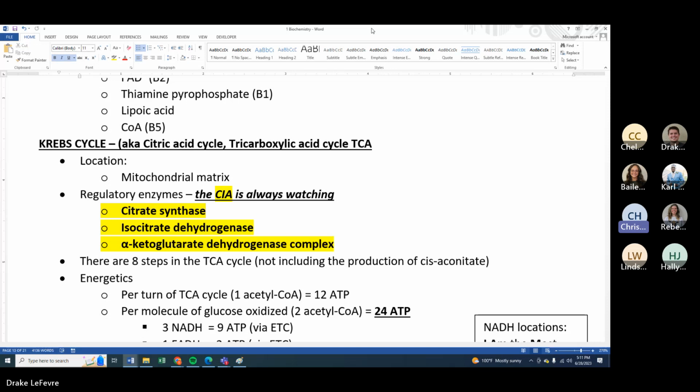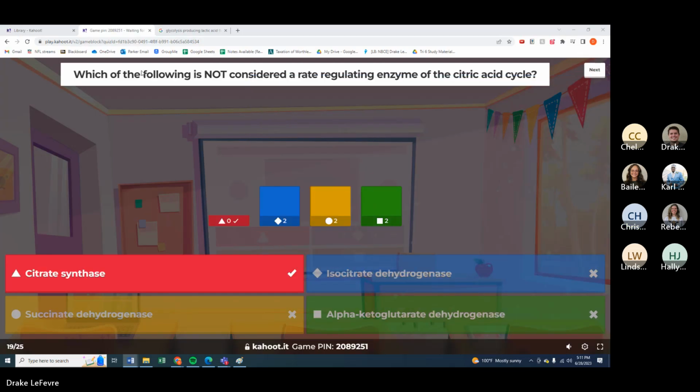Wait, what was the question again? Which of the following is not considered a rate regulating enzyme of the citric acid cycle? Right. Shouldn't it be succinate? Oh, hold up. Yeah, it should be. My bad. I misclicked it when I was setting it up. It should have been succinate dehydrogenase. I'll go back and fix that.